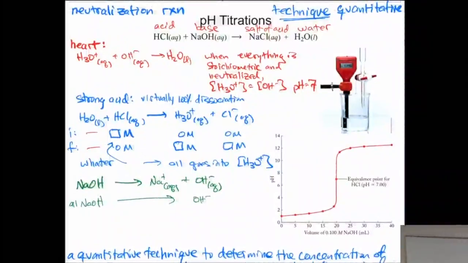So in other words, this reaction is balanced, and it is 1 to 1 to 1 to 1. So I know that if I add the same molarity of HCl and the same molarity of NaOH, then I'm going to have the same concentration of hydrogen ions as hydroxide ions, and I'm going to have a neutral pH, if everything is stoichiometric.